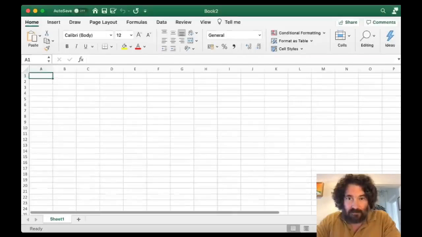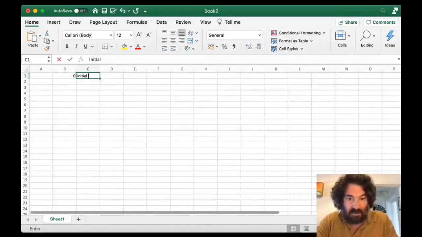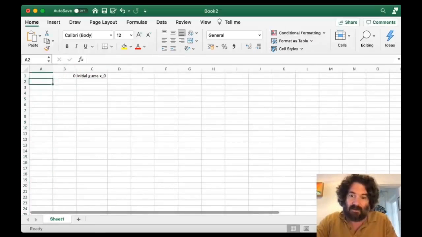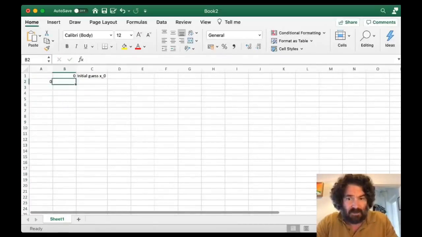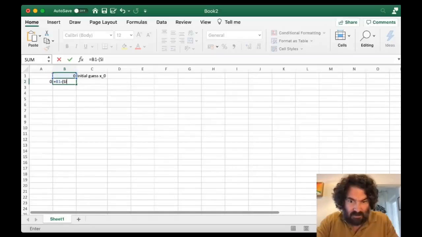Let's show how you can apply the Newton-Raphson method to solve this problem. First of all, we put in our initial guess. We'll start out with x0 equals, say, 0. Here I'm going to set this equal to the initial guess. And then here I'm going to write the formula for the iteration. The formula was the initial guess minus sine of the initial guess.